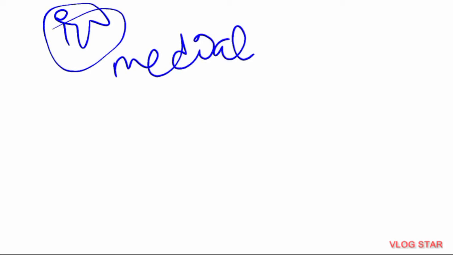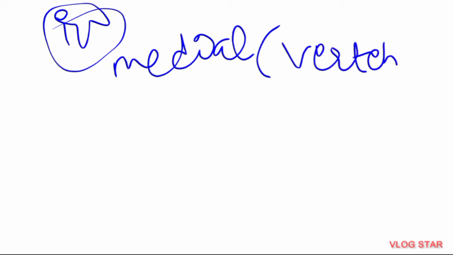And the fourth point is here. Junction of medial, also known as vertebral border, corresponds to the tip of T3 spine.